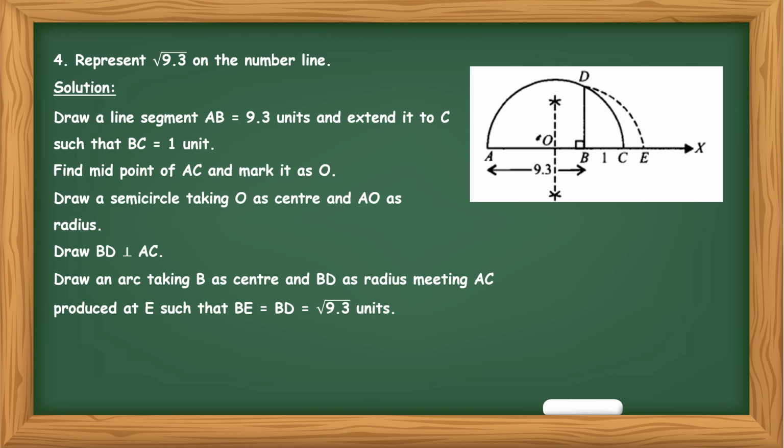The reason why it will be equal is that it is the radius of that circle, or that part of the circle. So now this BD and this BE: the measure of BD and BE will be equal to root 9.3 units. So the point E represents the number.